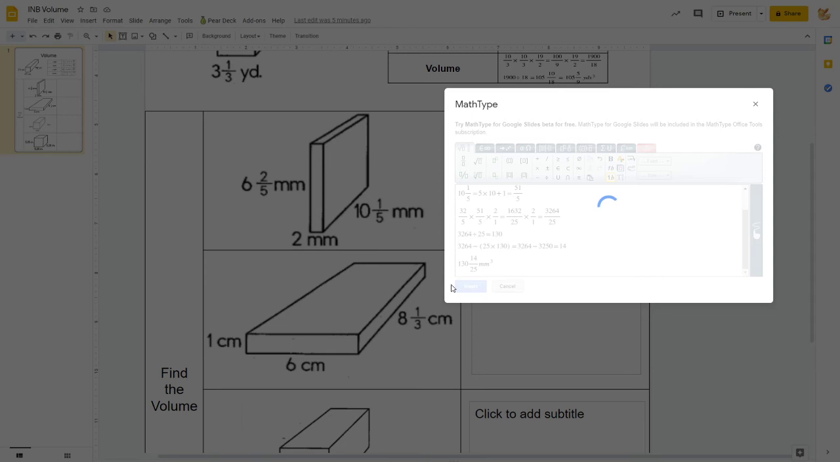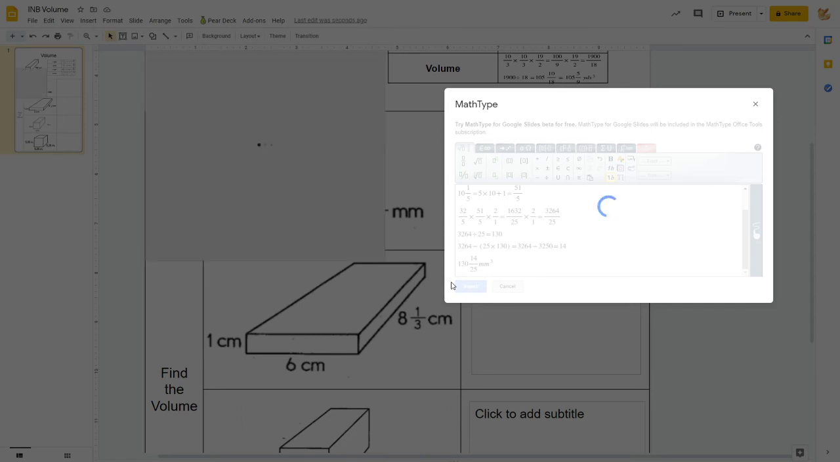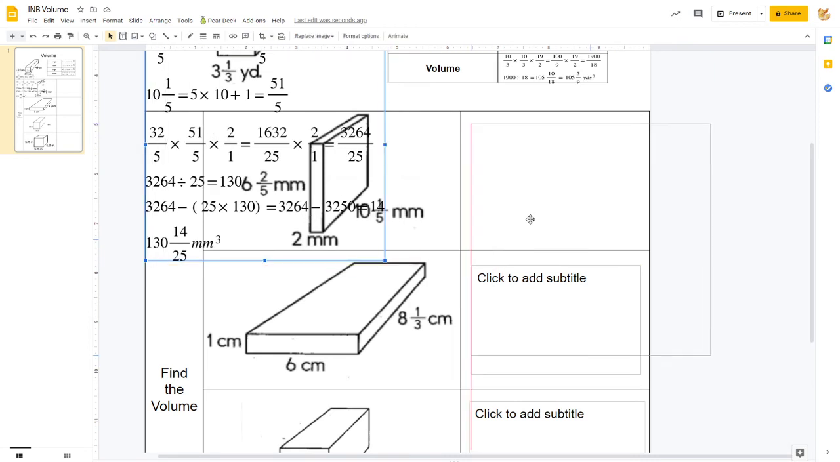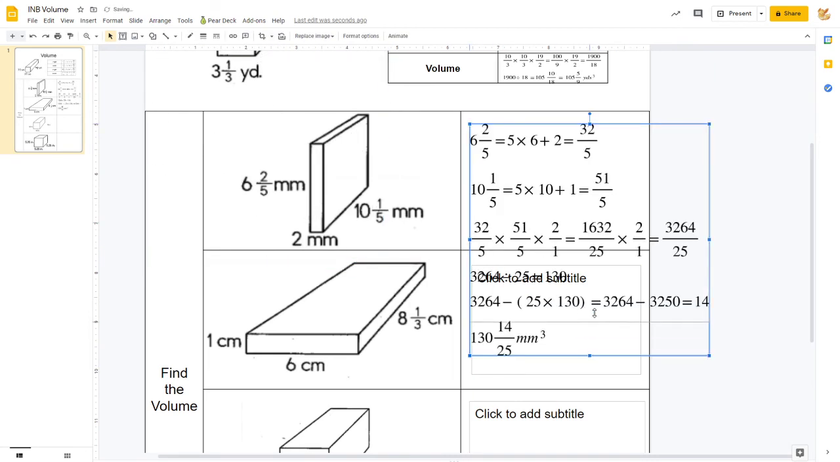Now, I do have to say that this MathType has made making fractions a lot easier than it was in previous assignments. If you remember dividing by fractions, that INB, it was really hard to do fractions because we had to use a table and then merge and unmerge, and it just got really complicated. So I'm glad I was able to find this because it makes it so much easier.